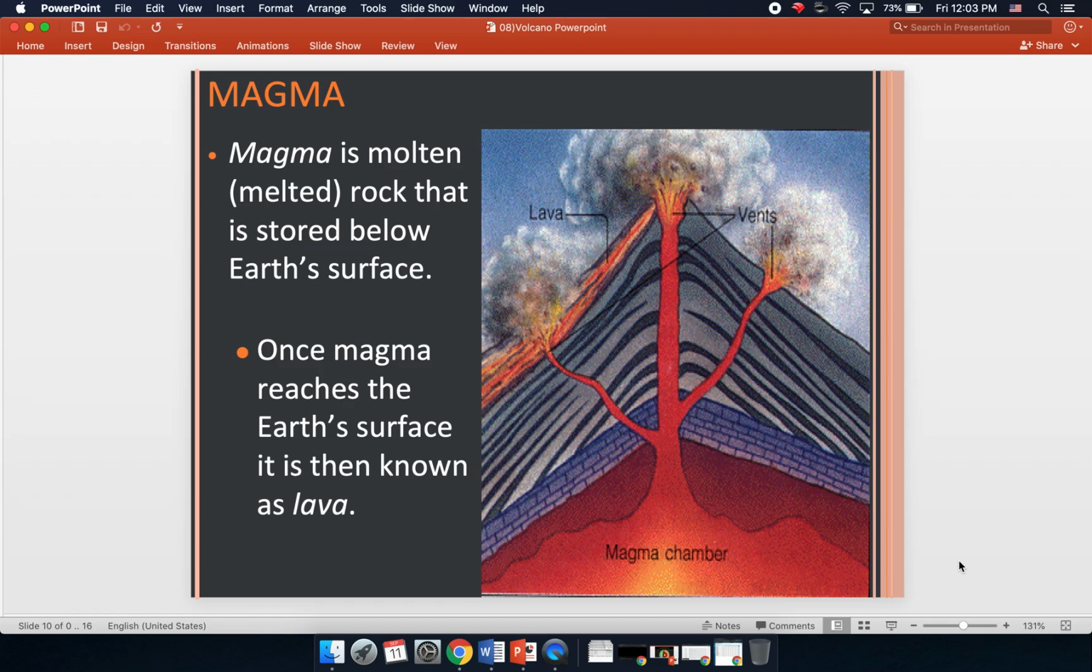Alright, magma is molten or melted rock that is stored below the Earth's surface. Once magma reaches the Earth's surface, it is then known as lava. Okay, so that's the distinction between magma and lava. If it's below the surface, it's called magma, and if it's above the surface, it's called lava. The material is really no different. It's just they have different names that indicate where they are. Magma below the surface, lava above the surface.